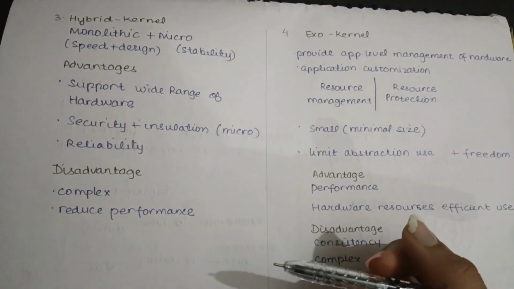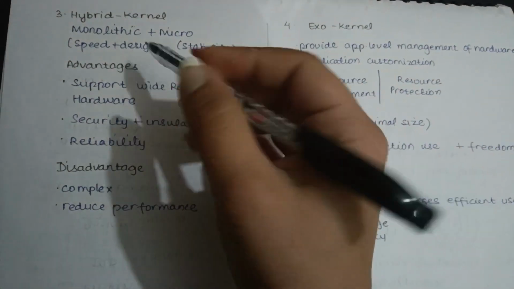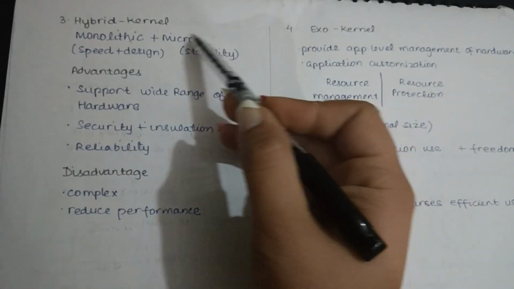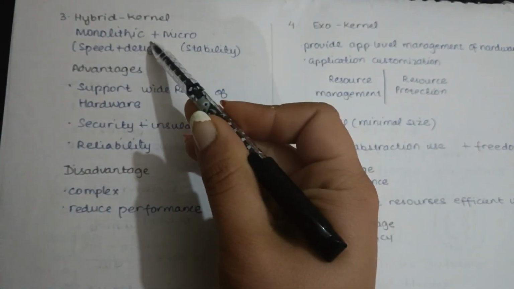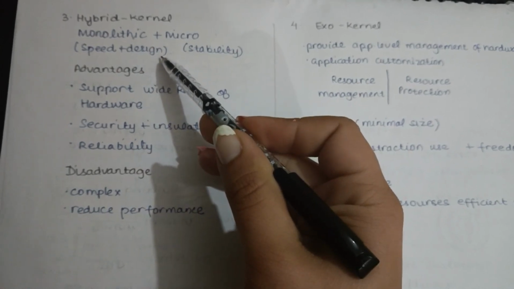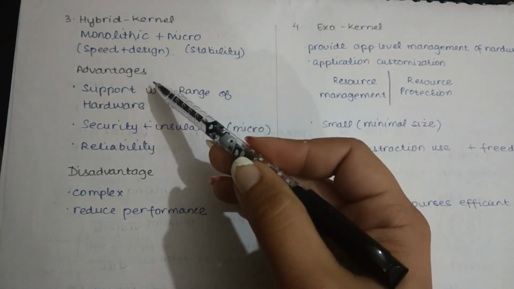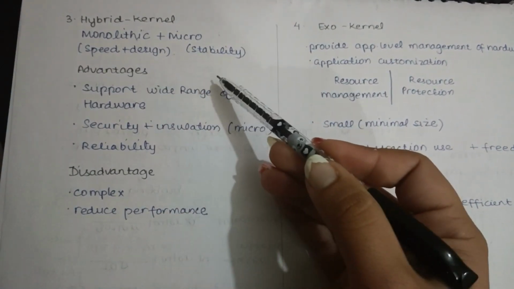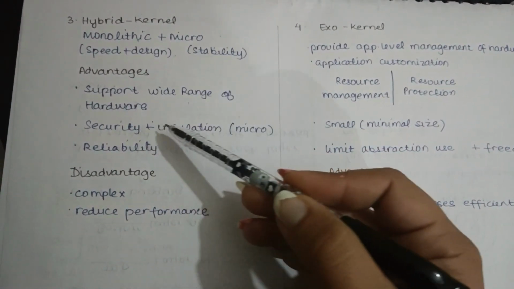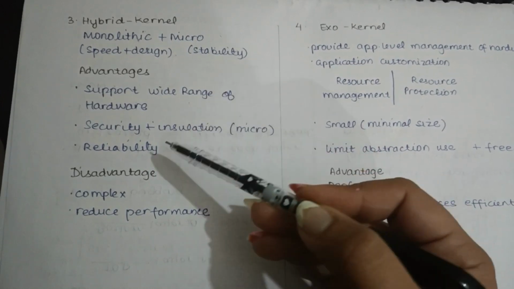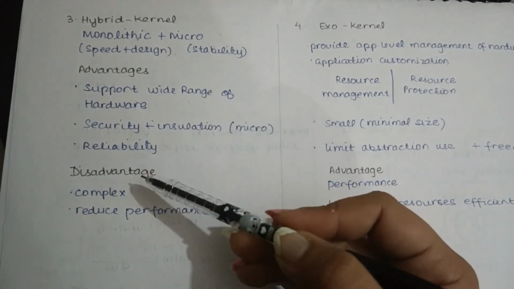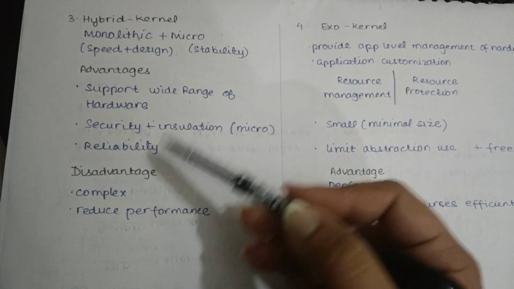The third is the hybrid kernel. A hybrid kernel is a mixture of monolithic and microkernel. So we get the speed and design of the monolithic kernel because everything has direct access to the resources, and stability from the microkernel. What are the advantages? It may support various sorts of hardware. There is security, there is stability, and so there is reliability. The only disadvantage is that it is complex because it is hybrid.